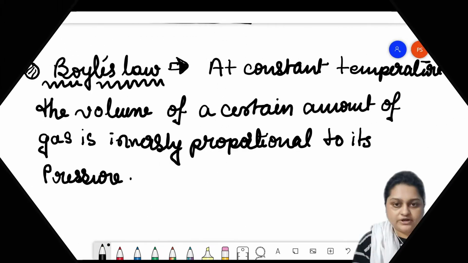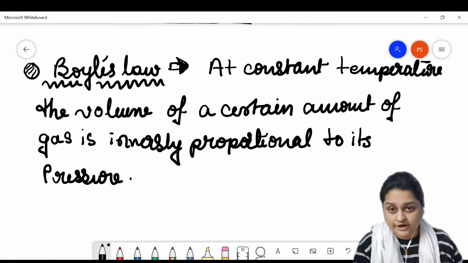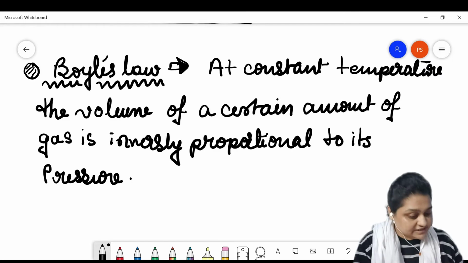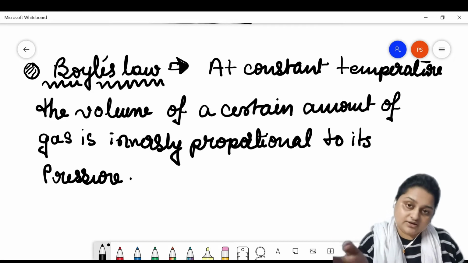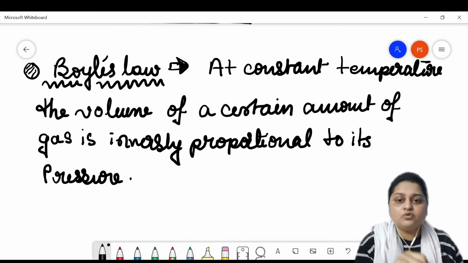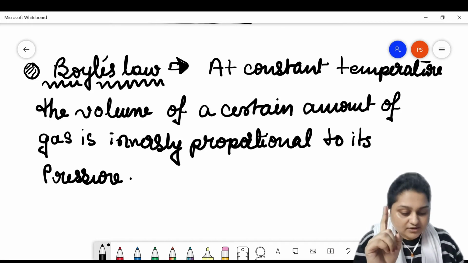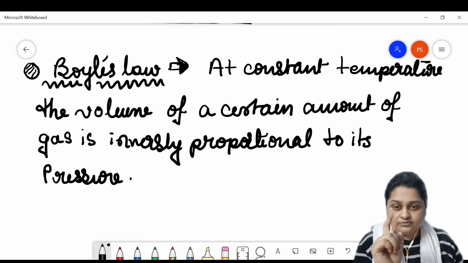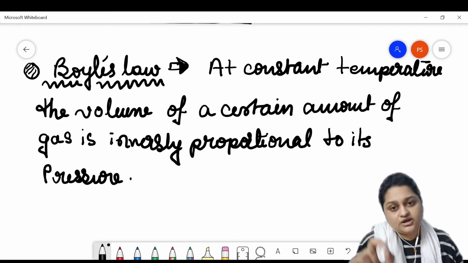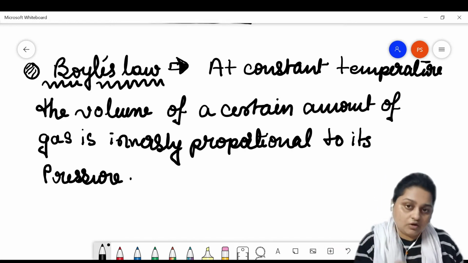It is found that all gases, irrespective of what kind of gas, to some extent follow some laws. These laws relate the physical properties of gases, that are volume, pressure, temperature, and number of moles of gas. The first law that we are going to study is Boyle's law. Boyle's law relates the pressure of a gas with the volume of the gas.